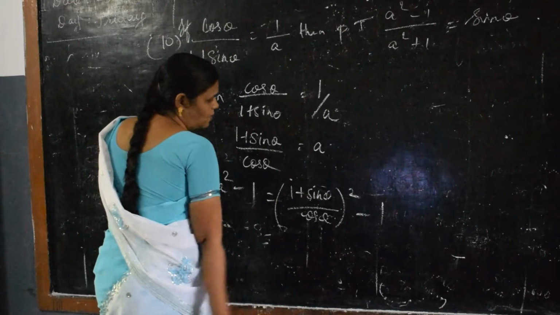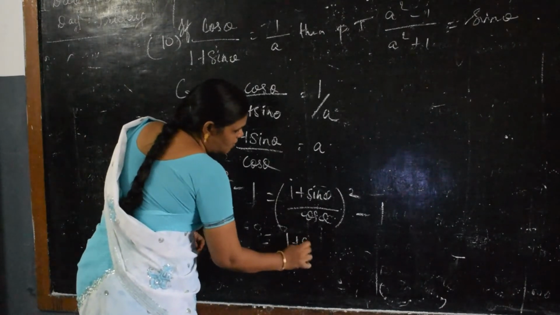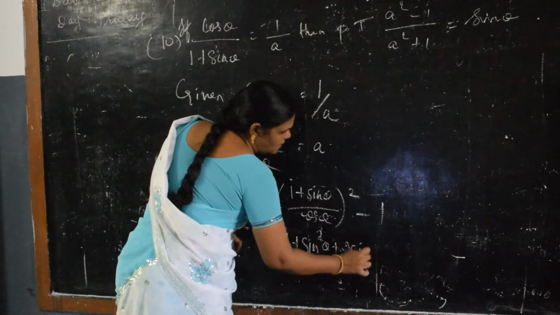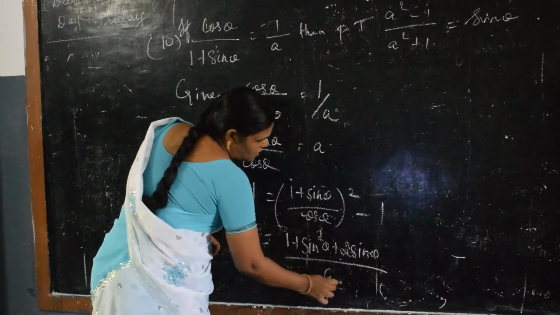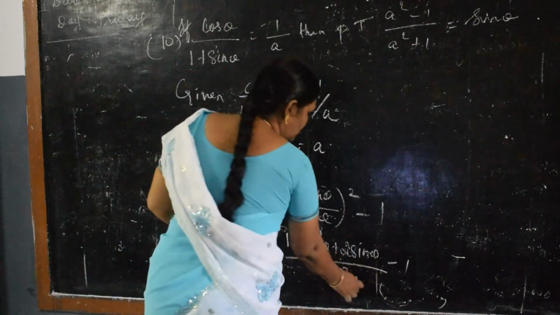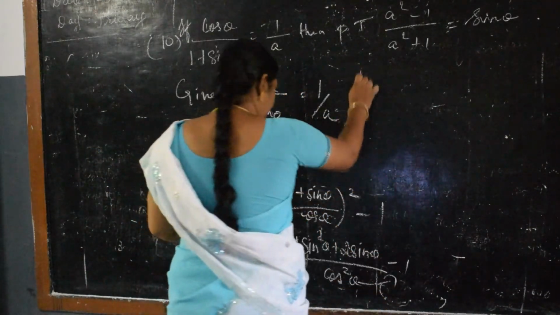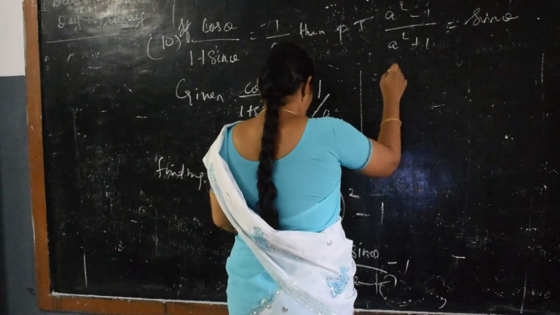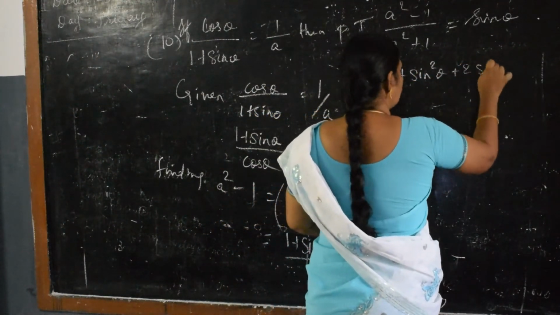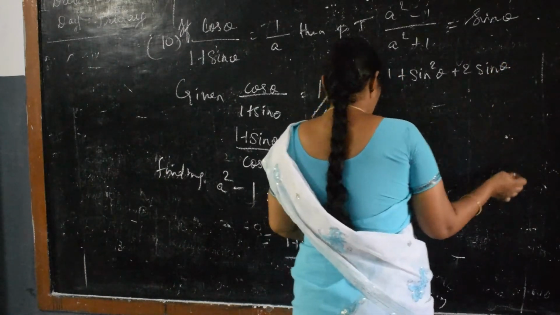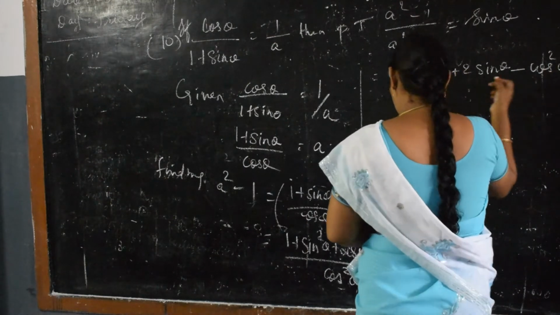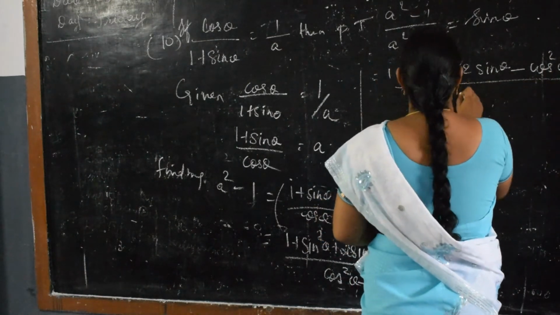(a plus b) the whole square, huh? 1 square plus sine square theta plus cosine theta by cos square theta minus. So by cross multiplying this, we will get 1 plus sine square theta plus cosine theta minus cos square theta by cos square theta.